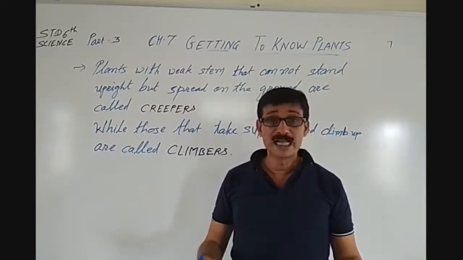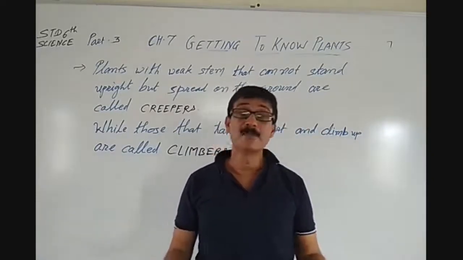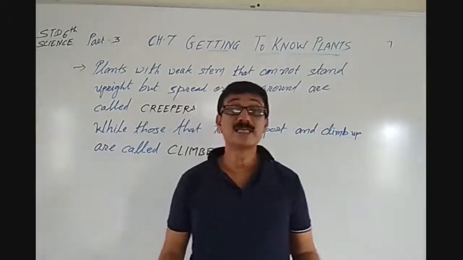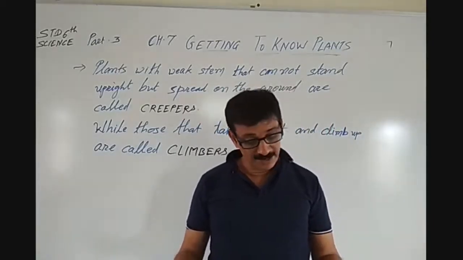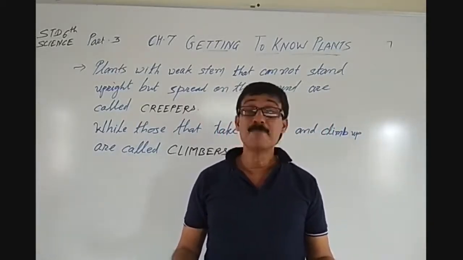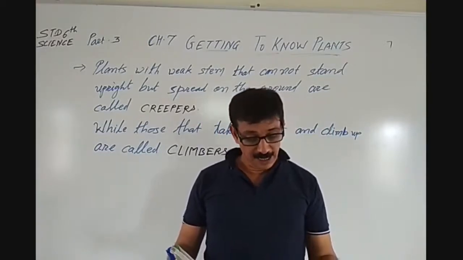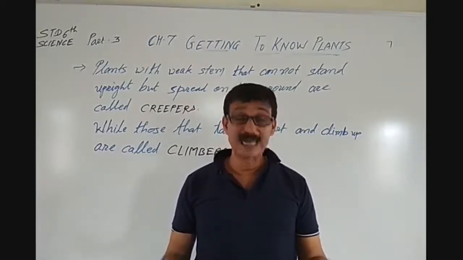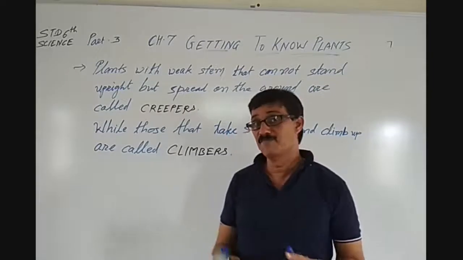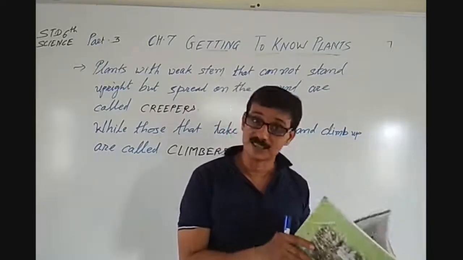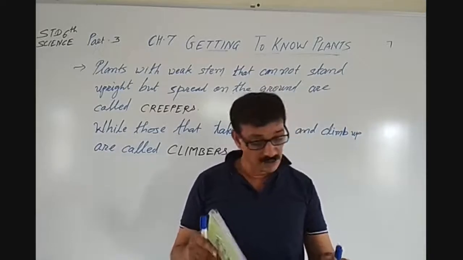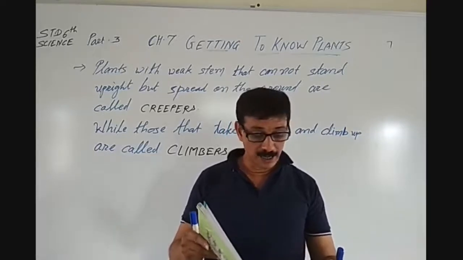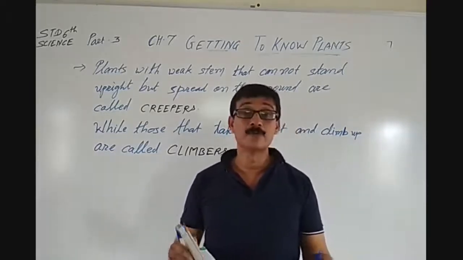Before that, open your textbook on page number 54. Now Paheli is there. Paheli wonders what kind of stem the money plant, beanstalk, gourd plants and grapevines have. See, we had discussed herbs, shrubs and trees, but we had not yet discussed these plants. Which are those? Money plants, beanstalk, gourd plants and grapevines.